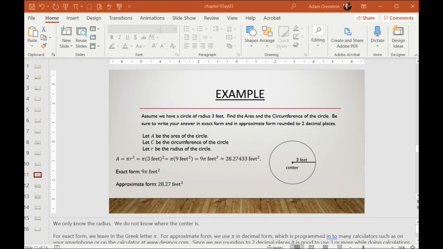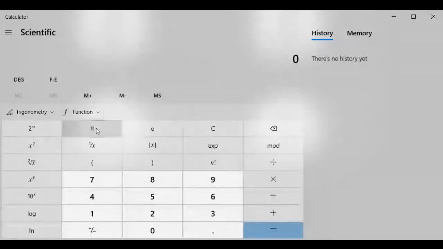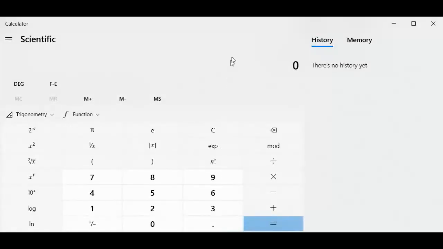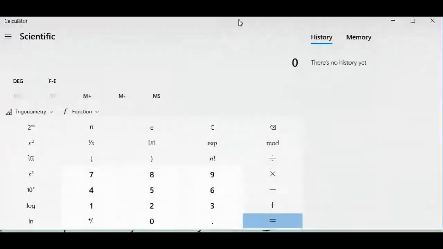Let me see if I can get my calculator on from the computer. Okay, here's that. Let me just share this. So you have 9 pi, right? So I'm going to put pi in. Can you see it? Okay, everyone can see that, good.